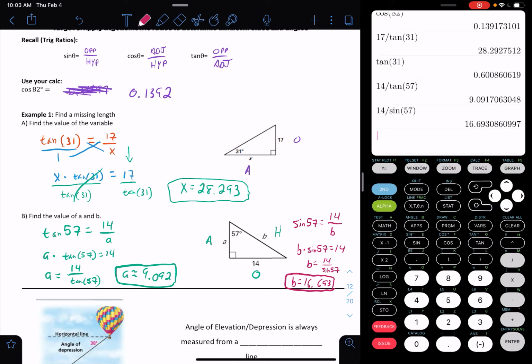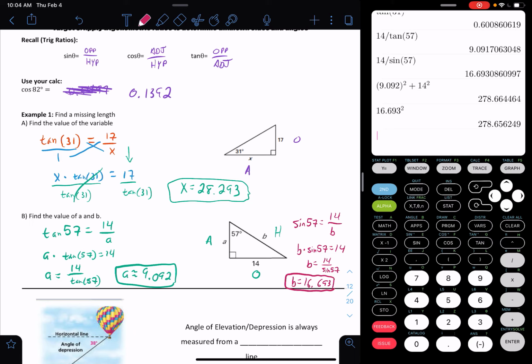And again, the beauty of math is that we can check our answer. This is a right triangle, so it should satisfy the Pythagorean theorem. So if I do a squared, which was 9.092 squared, plus the other leg squared, which in this case is 14 squared, that's about 278 point blah, blah, blah. And then if I do the hypotenuse squared, which is 16.693 squared, notice how close these are.